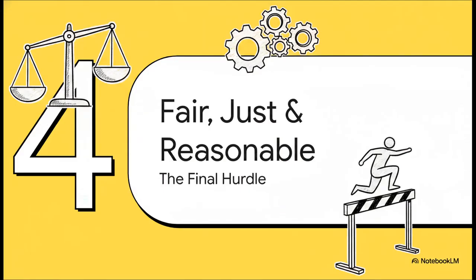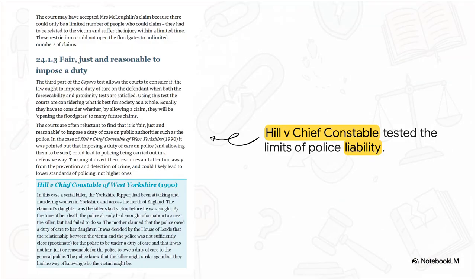Section 4. Fair, just, and reasonable. Okay, so even if harm is clearly foreseeable and the parties are proximate, the claimant still has to pass the final hurdle. The third pillar is entirely about public policy, what is best for society as a whole. Look at the tragic case of Hill v. Chief Constable of West Yorkshire.